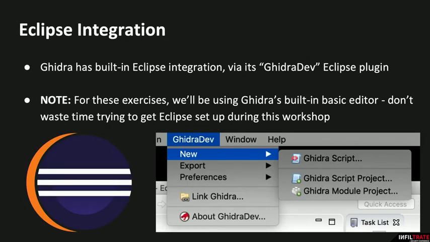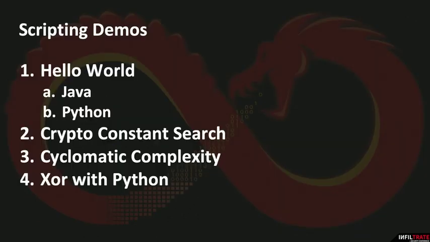There's also built-in Eclipse integration for Ghidra with the Ghidra Dev Eclipse plugin. I will say it takes 10 or 15 minutes to get set up, so if you're following along live, I recommend you don't use it right now. But it is really nice, very strong integration with Eclipse for writing Ghidra scripts. All right, so that covers the intro to scripting. Now I'm going to move into showing you a couple of scripting demos. First up, Hello World.